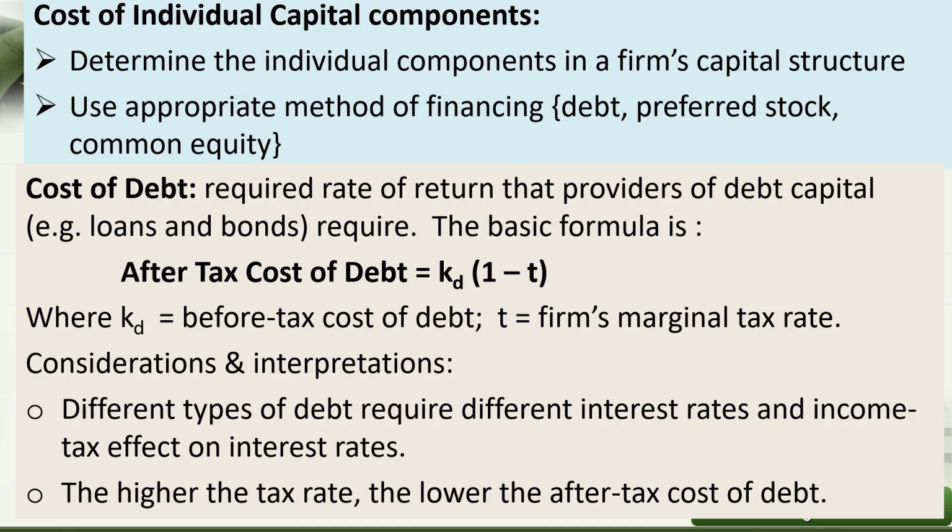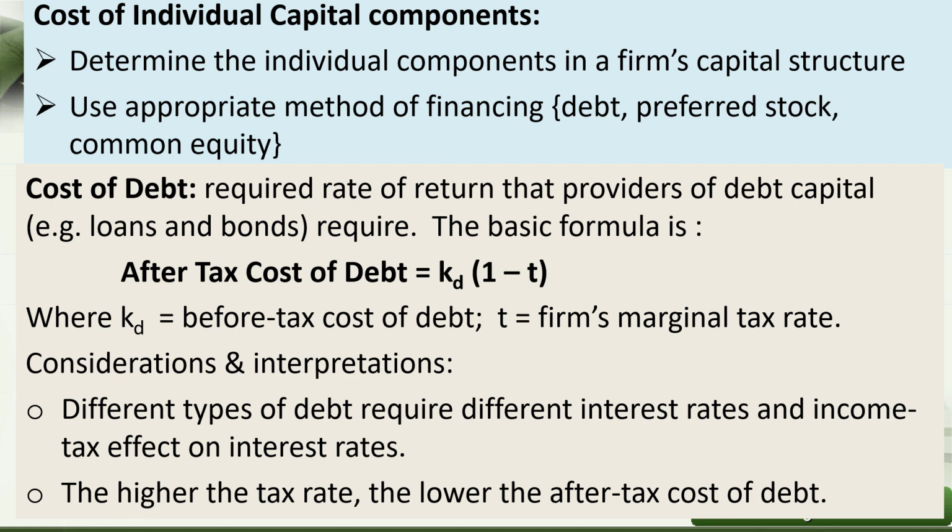So these are the individual capital components that we actually need to calculate. We determine the individual components in a firm's capital structure, whether it is debt, preferred stock or common stock, and use the appropriate method of financing. For each financing, how are we doing that? Debt financing, preferred stock and common equity.